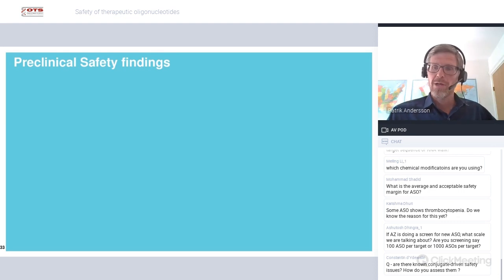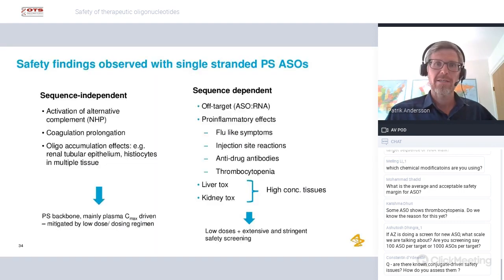So preclinical safety findings, what can we see with ASOs primarily, but also with some other oligos? We have sequence-independent findings and sequence-dependent findings. Sequence-independent findings in this bucket include activation of the alternative complement pathway. This is mainly seen in non-human primates. I will come back to that.